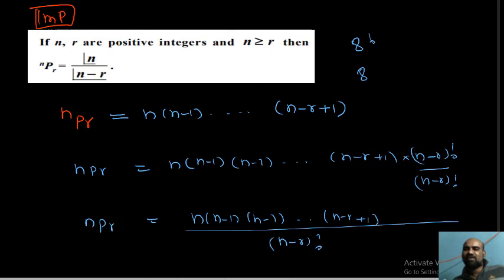How can I write 8 into 7 factorial, or 8 into 7 into 6 factorial, or 8 into 7 into 6 into 5 into 4 into 3 into 2 into 1 only, no? At last we need to end with 1 only.